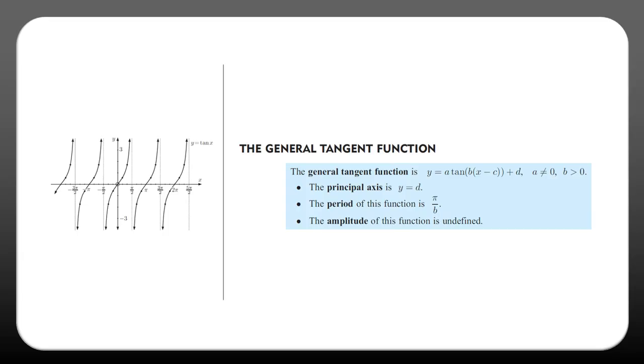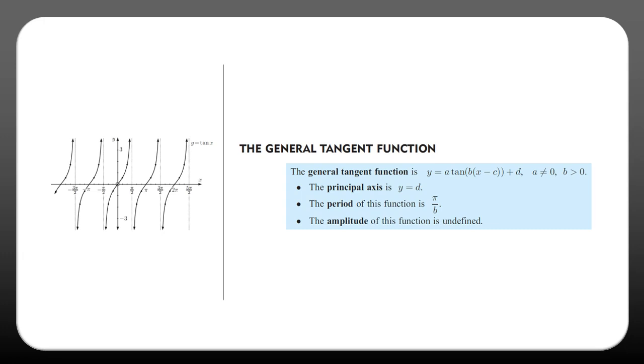Some important things to know. For the general tangent function, the principal axis is y is equal to d. The period now is pi divided by b, and the amplitude of this function is undefined. We don't have any amplitude. We don't have the highest value or the lowest value because of the undefined values at 90 degrees, 270, and so on and so forth.